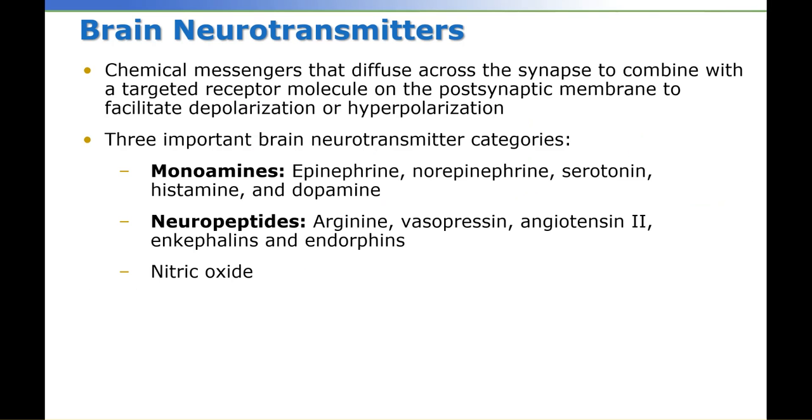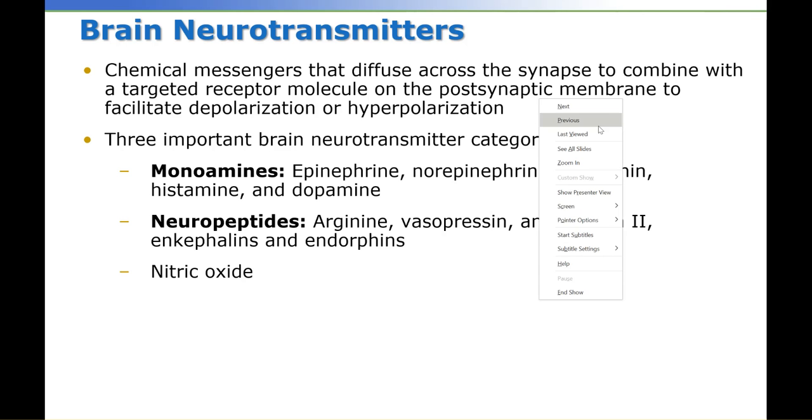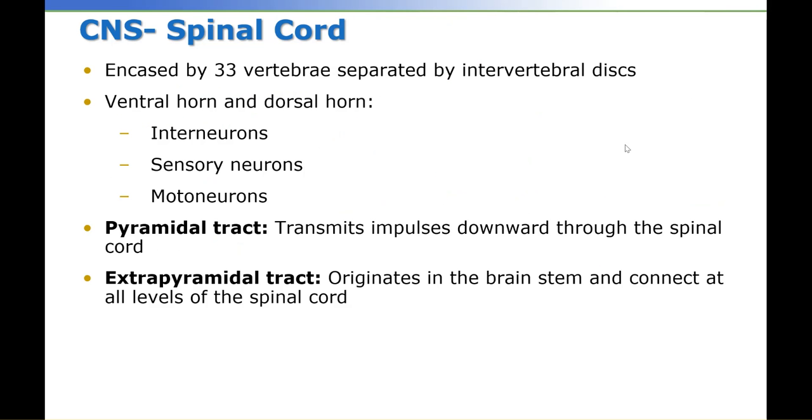Brain neurotransmitters, so you have chemical messengers diffuse across the synapse, combined with targeted receptor molecule in the postsynaptic membrane, facilitate depolarization, hyperpolarization. So there's three. Let me go back here for a minute because I want to explain something before. Okay, sensory neurons and motor neurons. Should say motor, by the way. So you have motor efferent neurons conduct impulses outward from the brain to the spinal cord. Okay.